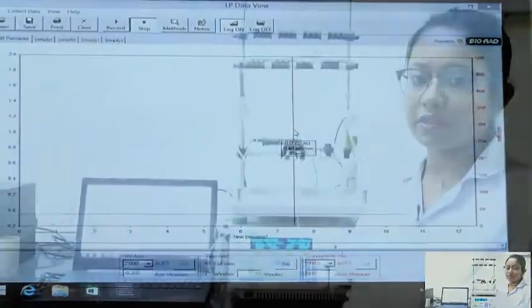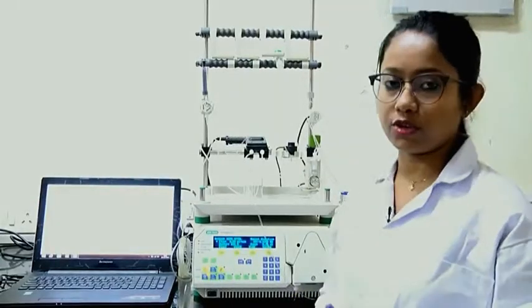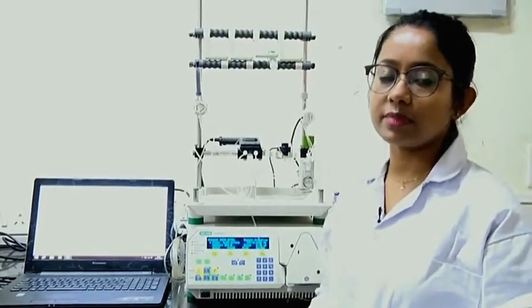So, what is this buffer? Basically, we need two buffers for this His-tag affinity chromatography. One is the wash buffer. The wash buffer is basically the same buffer in which your protein is present right now.